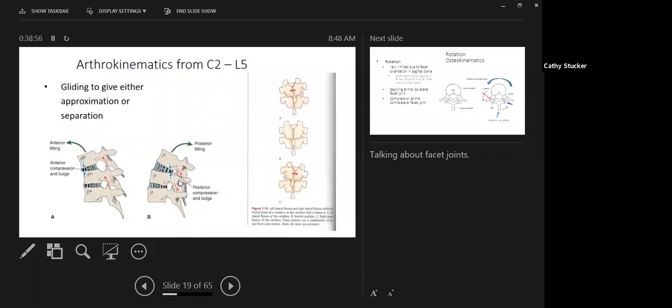Can you say that one more time? Yep. So if I'm side flexing to my right, I'm going to extend basically on the ipsilateral facet, and I'm relatively going to flex on the contralateral facet. It's a similar motion of glide that occurs at the facet joints.